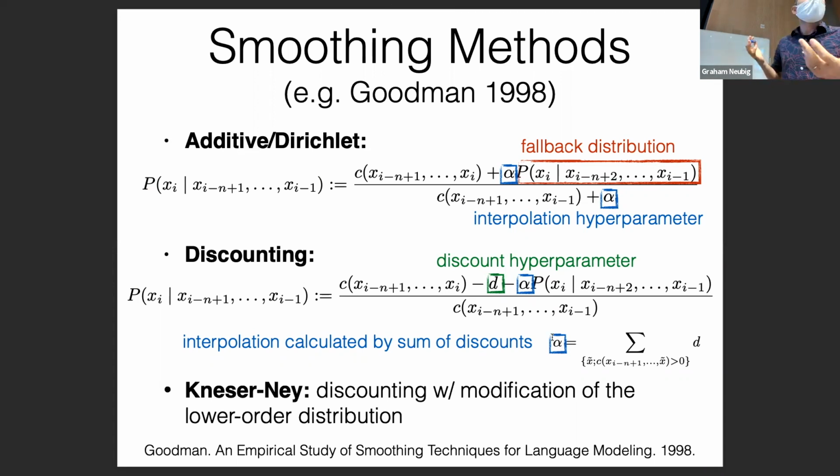There's a whole bunch of other variations of this. The one that is basically state of the art for count-based n-gram language modeling, or has been for a very long time, is Kneser-Ney smoothing. It's basically discounting with some modifications of the lower order distribution to make the statistics work out, so that when you're falling back to the lower order distribution, it's more appropriate. I'm not going to go into all of the details, but there's a really good paper, an empirical study of smoothing techniques for language modeling by Goodman, that you can read if you would like more details on this.